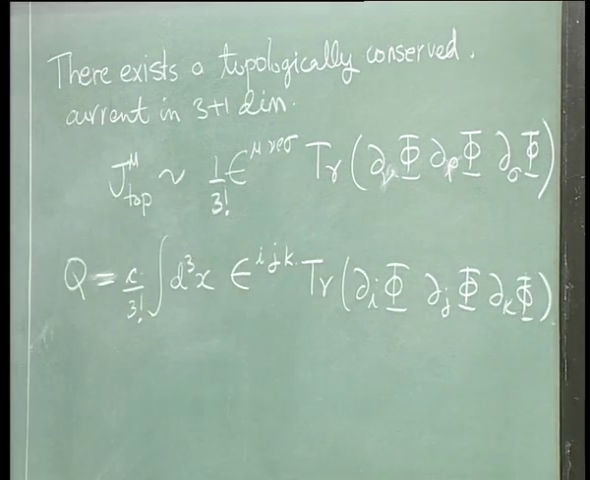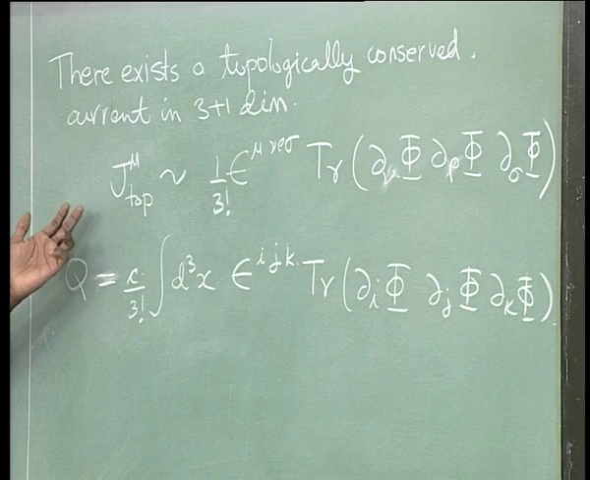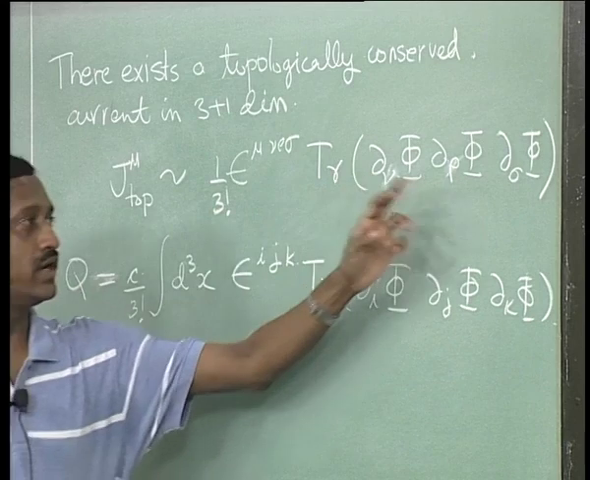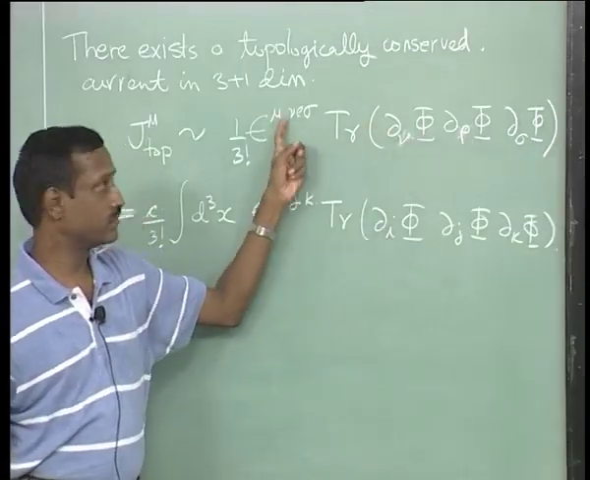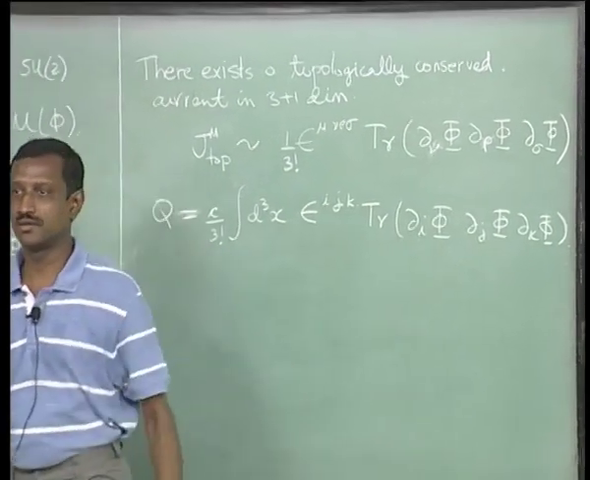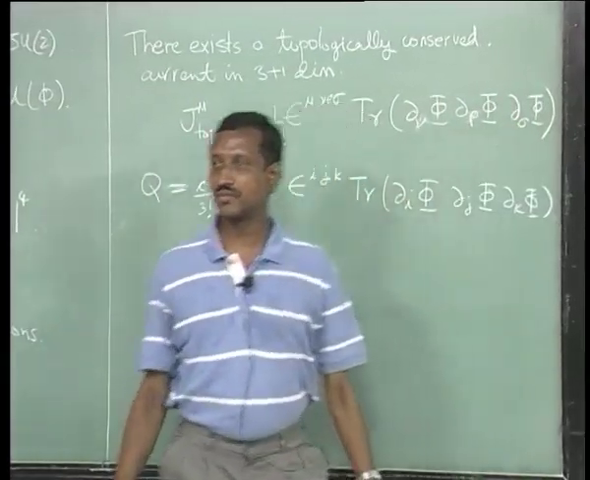By the way, is it obvious that this current is conserved? It is, because when you do d mu of this thing, you will have 3 terms, but each one of them will have d mu d nu of phi, which is symmetric while the epsilon is antisymmetric, and so it vanishes. It's the same argument as before, and so for each one of these terms that is indeed true.